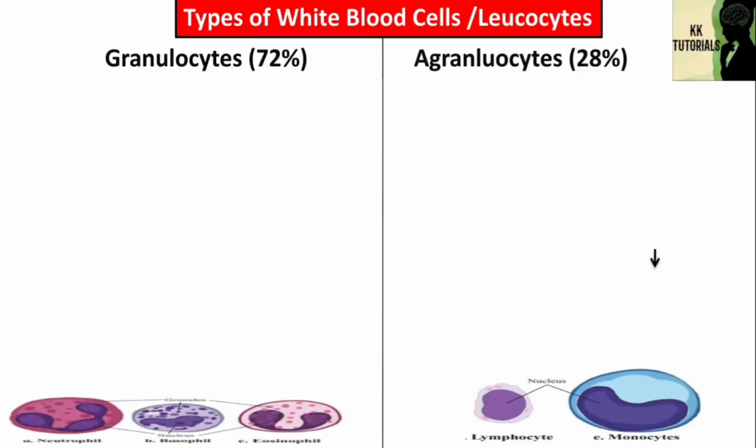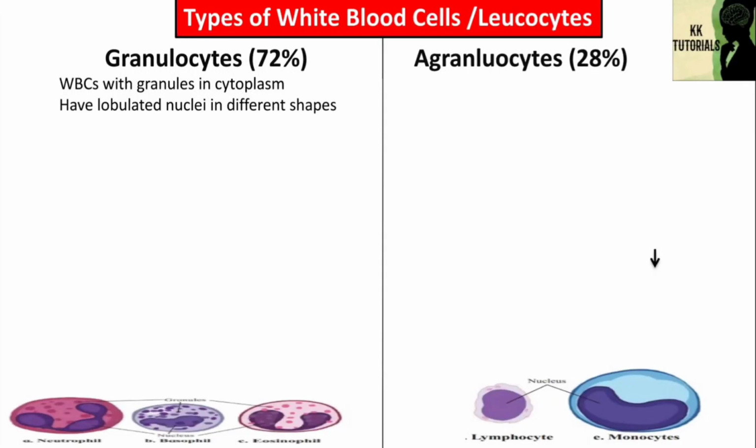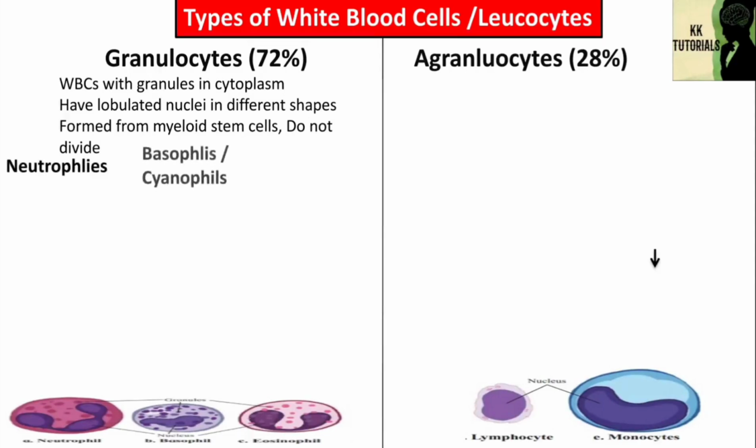Granulocytes are the WBCs with granules in their cytoplasm. They have lobulated nuclei in different shapes. They are formed from myeloid stem cells and do not undergo division. There are three types of granulocytes. They are neutrophils, basophils, and eosinophils.